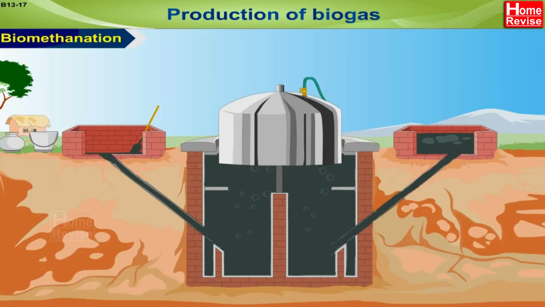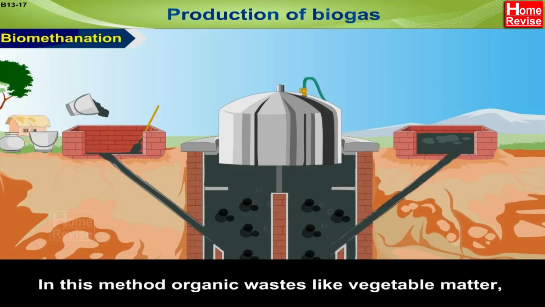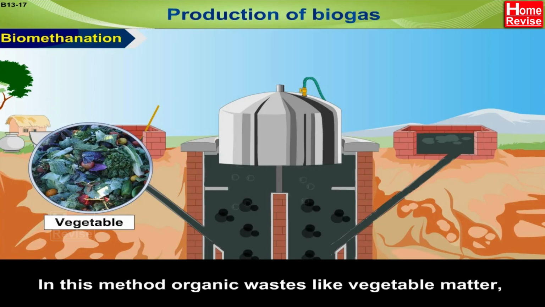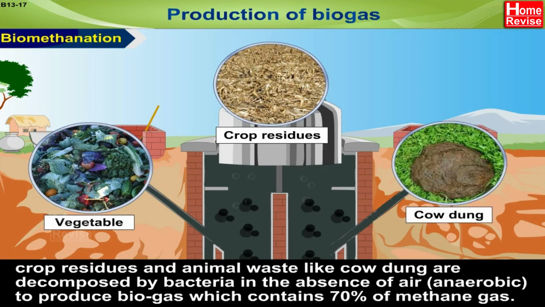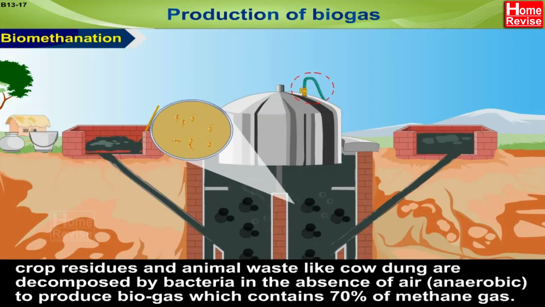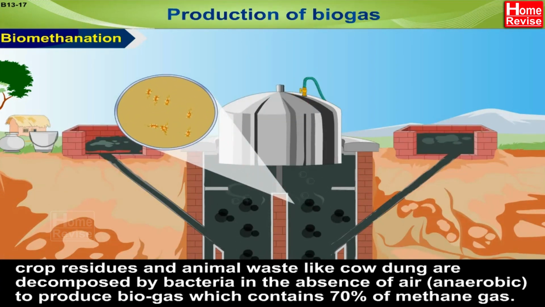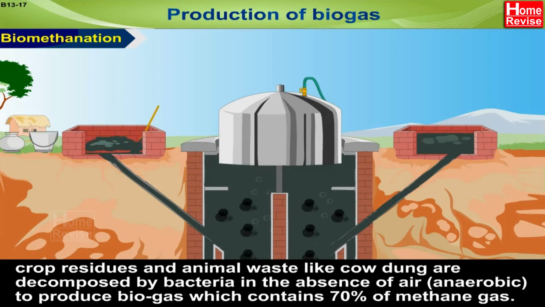Production of biogas. Biomethanation. In this method, organic waste like vegetable matter, crop residues, and animal waste like cow dung are decomposed by bacteria in the absence of air, that is anaerobic, to produce biogas, which contains 70% of methane gas.